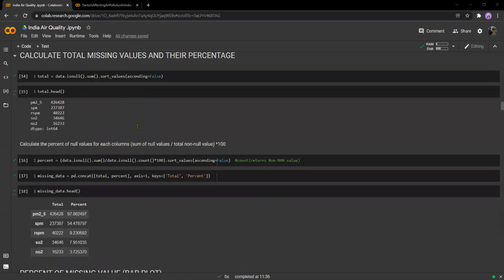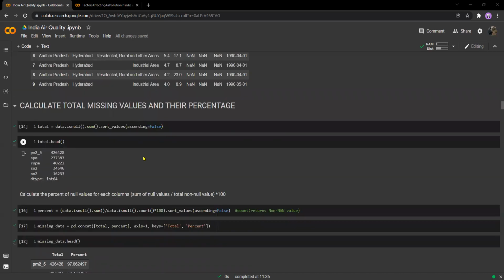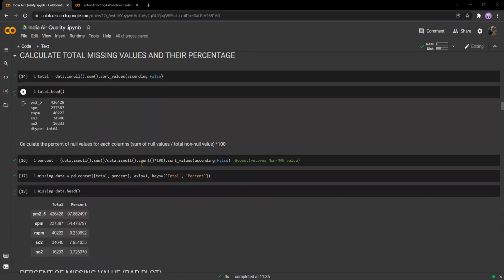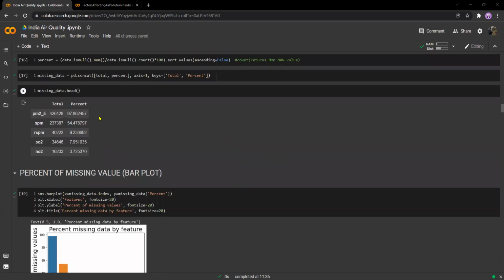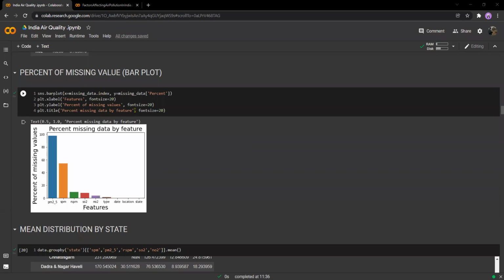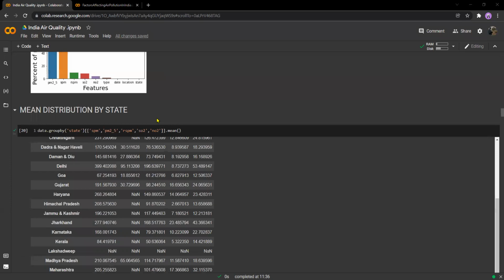And we are going to consider the missing values as a percentage, such as for SO2 or NO2, since we don't know what type of data is being considered. We don't know what is going to happen with that data. We have already plotted the bar plot showing the amount of missing values present in the data set.